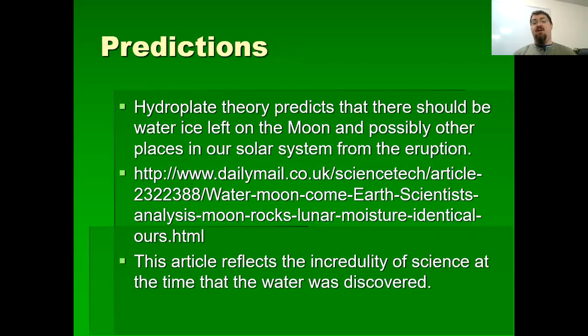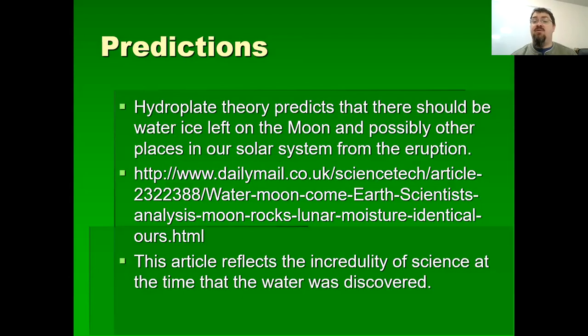Okay, so we've discussed, as promised, some predictions we can make from this theory and that have been made. For example, hydroplate theory predicted that there would be water ice left on the moon and possibly other places in the solar system. May I suggest to you that if an atheist scientist had heard that back in the 80s, they would have laughed at it, okay?